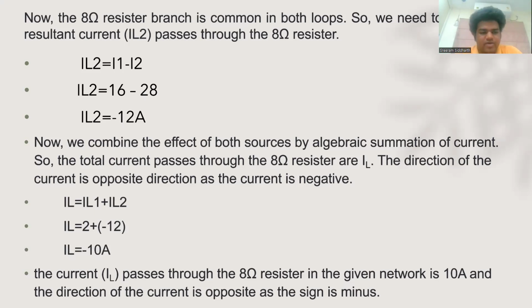Now we got IL1 and IL2. We need to find the total current, so by adding both, we'll be getting the total current. IL1 we got as 2 amperes and IL2 we got as minus 12 amperes. So we'll be getting the total current IL as minus 10 amperes. Here also we got a minus sign, so the current will be in the opposite direction. The current passing through the 8 ohm resistor is 10 amperes and it is in the opposite direction. This is the solution for the third question.